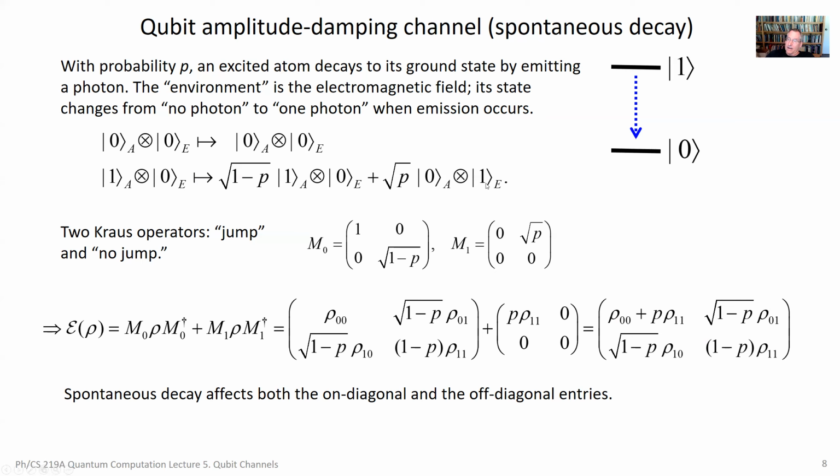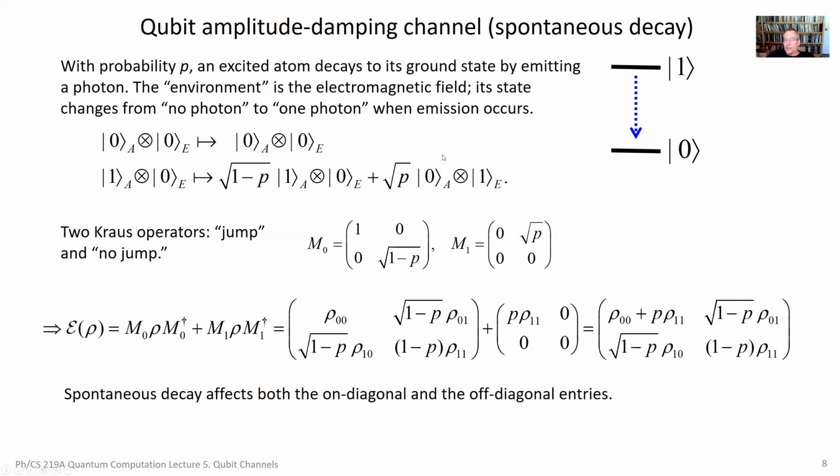And if I get the outcome 1 when I measure the environment, if I see a photon is there, then I know what must have happened was that the atom was initially in the excited state and it wound up in the ground state.